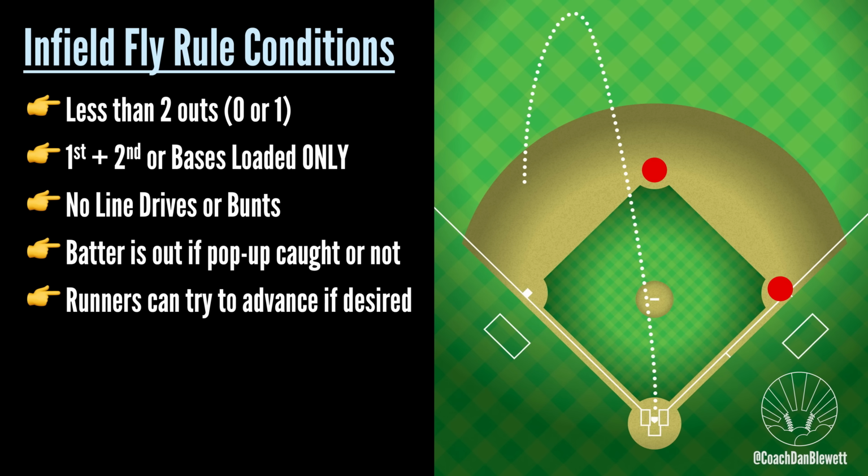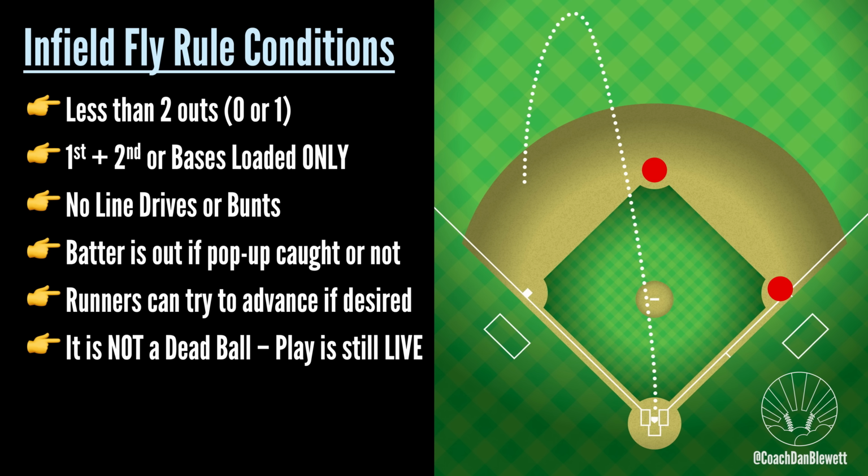Next, all the runners can still advance. This is why you wouldn't necessarily want to let the ball drop automatically as an infielder, because it might have some weird spin, it might hit a rock, and it might bounce away where the runners could actually advance to the next base. So even though the batter is called automatically out, the runners can still advance at their own discretion if they want to. The ball is not dead.